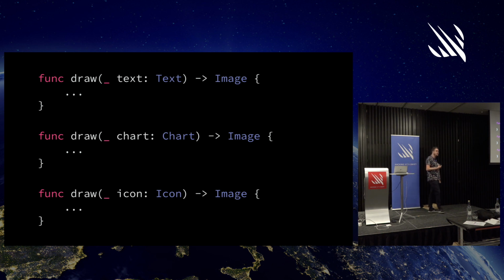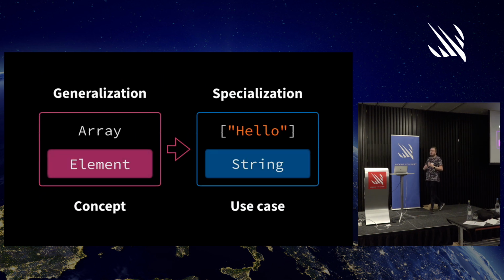And if we think back a little bit to the beginning, where we looked at array, where array was a generalization of the concept of storing elements, where you could then specialize that concept to a given use case, for example, strings. Isn't the same really true here in our app, where we are also dealing with a generalized concept of drawing that we then want to specialize for shapes and icons and images and all sorts of things? That's really what we're dealing with here.